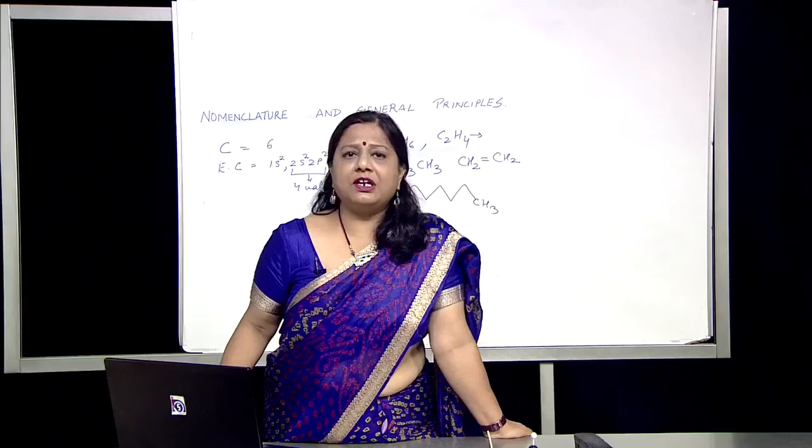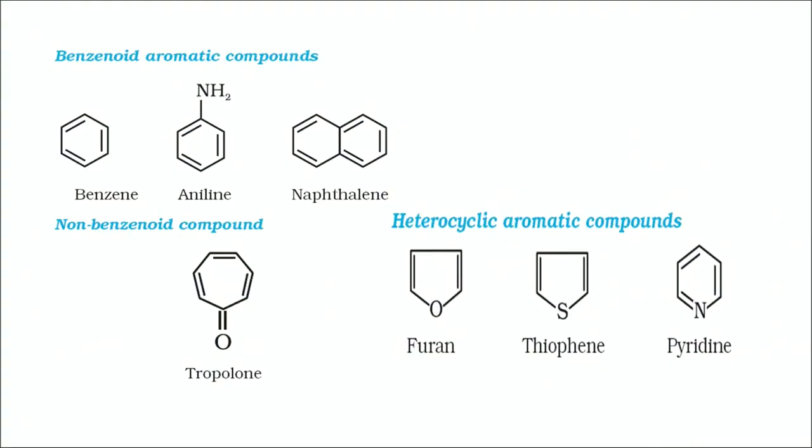Let us see those molecules. Benzene with an NH2 group in the side chain is called aniline. Two benzene rings fused together give naphthalene. A non-benzenoid compound you will observe is tropolone. In heterocyclic aromatic compounds, another atom apart from carbon is in the ring, like oxygen in furan, sulfur in thiophene, and nitrogen in pyridine.